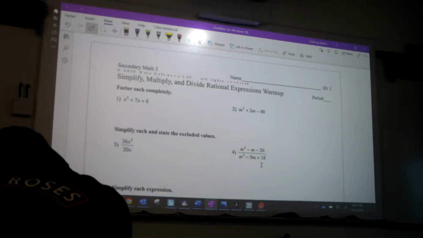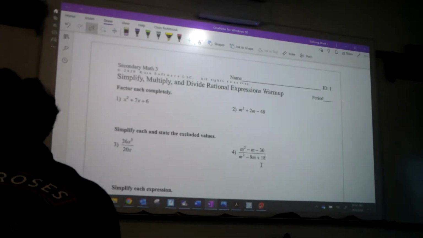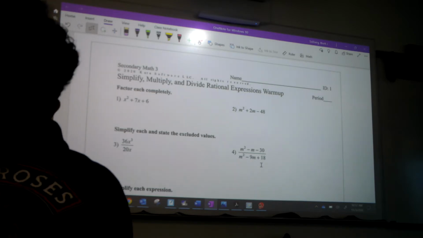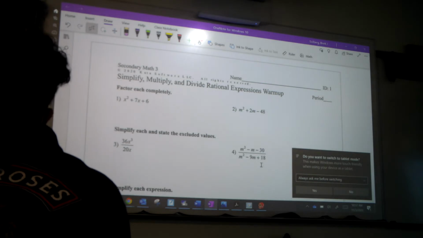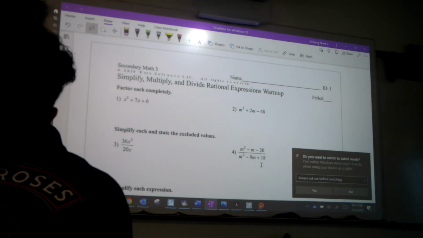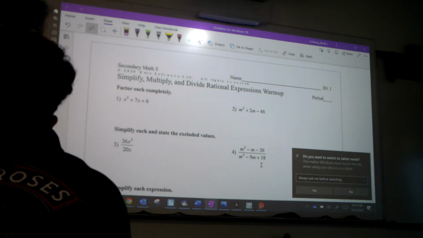Alright, so let's get started here. We're doing a review of how to simplify, multiply, and divide rational expressions. Starting with factoring. We kind of did the first one together, so this should be an easy one, but let's have Brian Martinez. Will you explain how you did that? How would we factor x squared plus 7x plus 6?